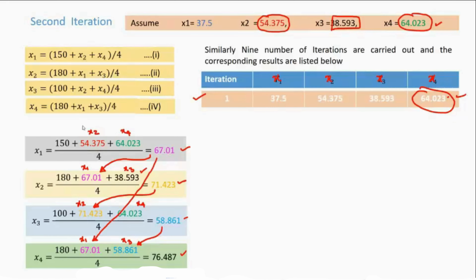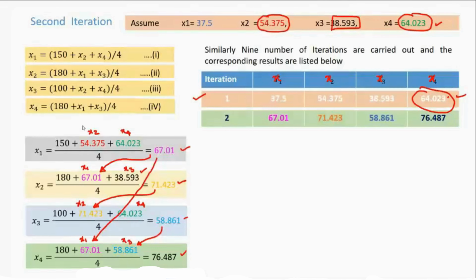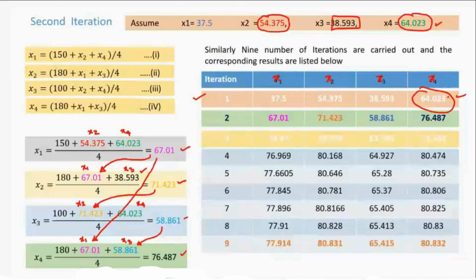Now we have to write these in terms of a table. This is for the second iteration. Whatever values I got in the second iteration, I have written: first value 67, second value 71 point something, third 58.861, and fourth 76.1. Similarly, you have to perform n number of iterations. I have computed these values but have not presented them because it would take a very long time. Because it involves very simple logic, you can apply it and do these calculations for the third iteration, fourth, fifth, sixth, seventh, eighth, and ninth.